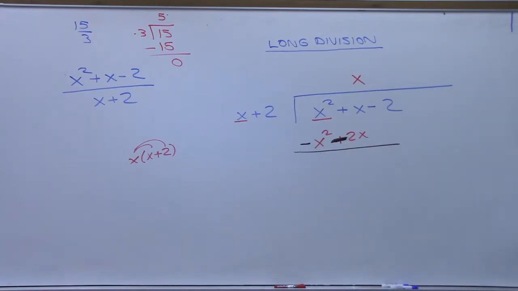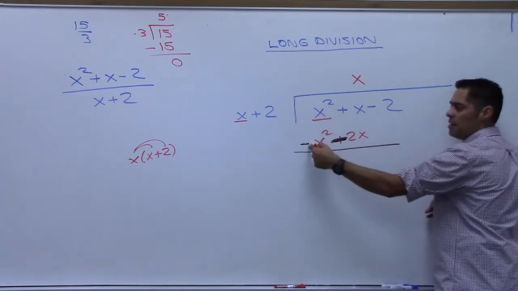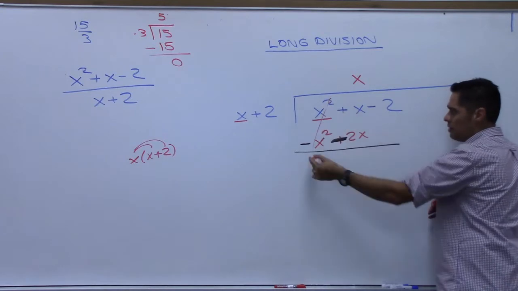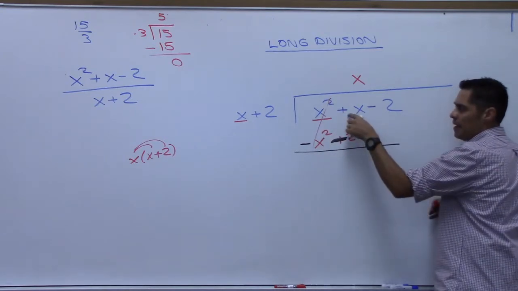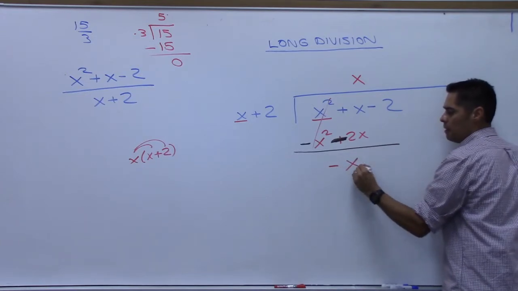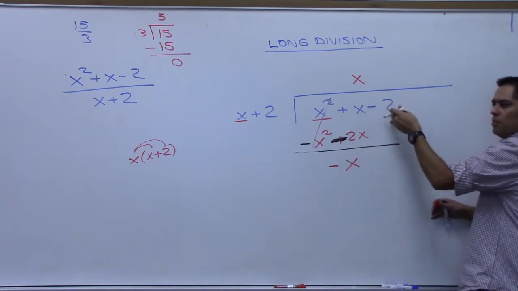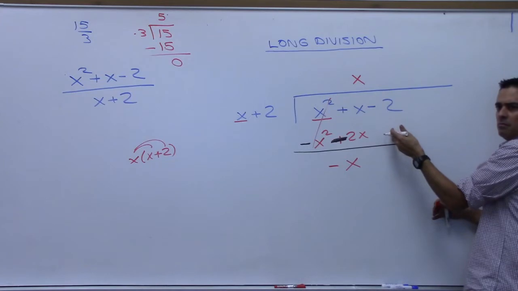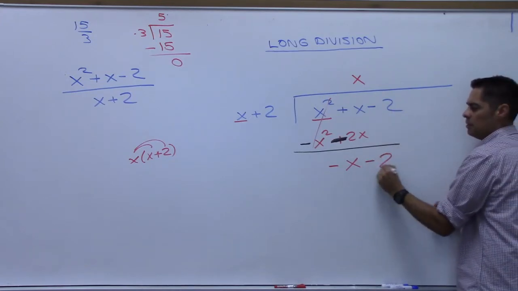And then you add down, just like you did 15 minus 15. So what happens here? x squared minus x squared, it's gone. That's what you want. Positive x, take away 2x, negative x. And then negative 2, and then take away nothing, there's nothing here. So just minus 2 here again.